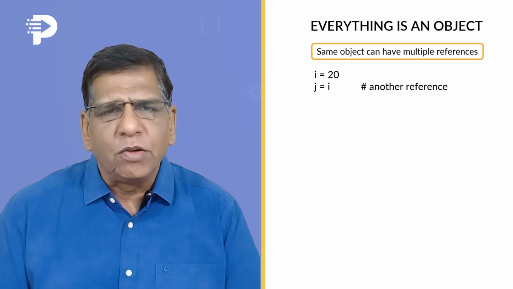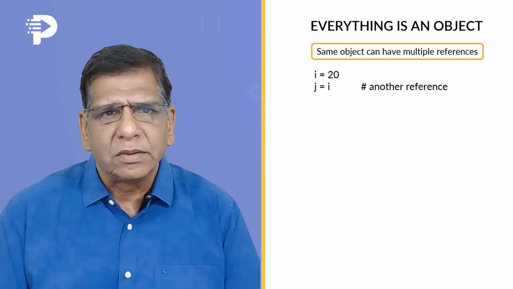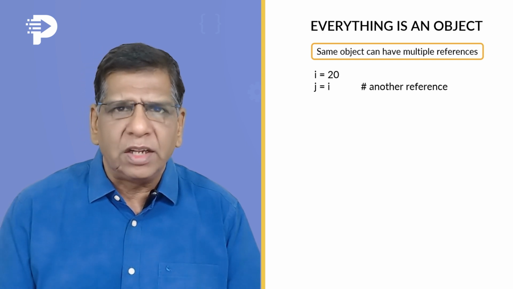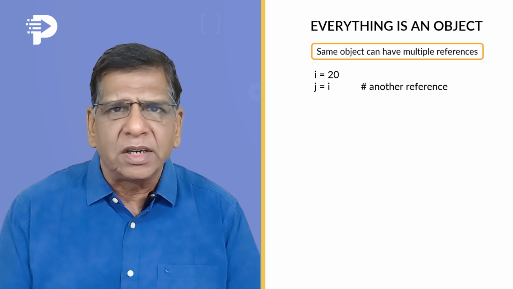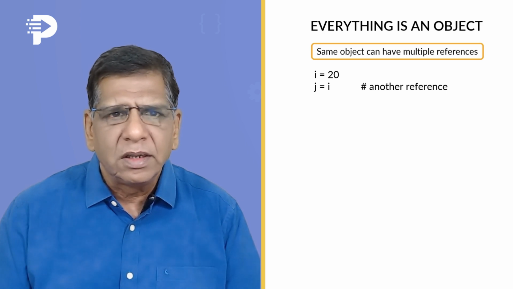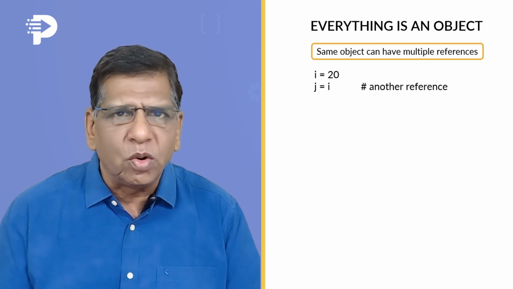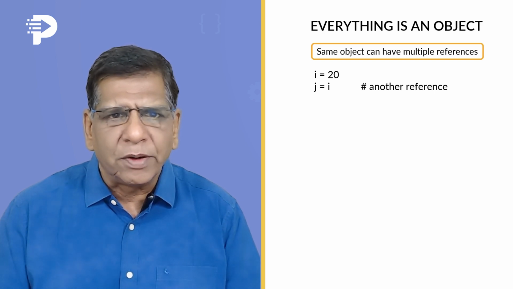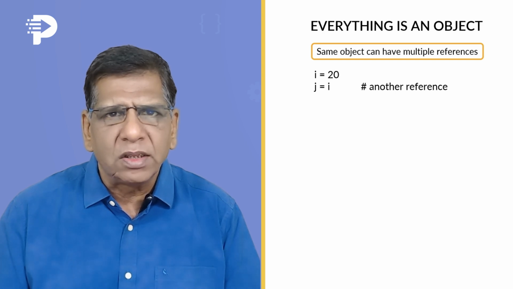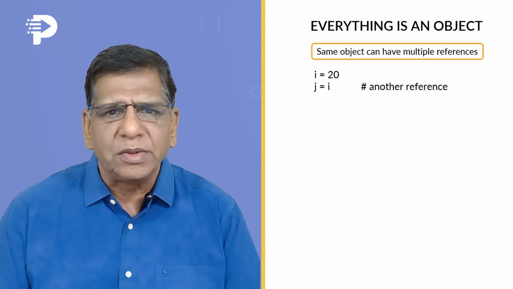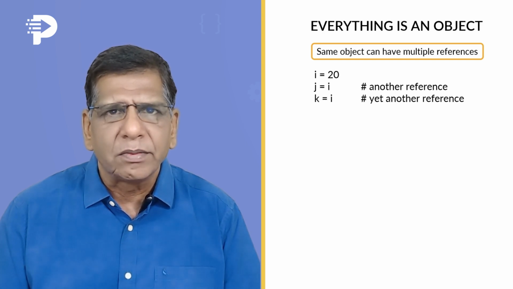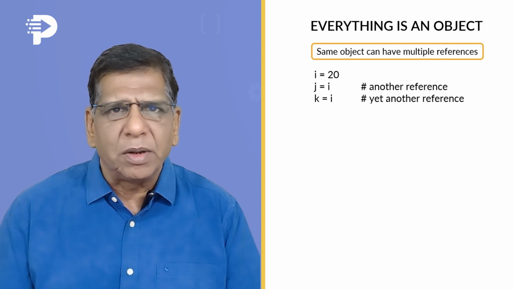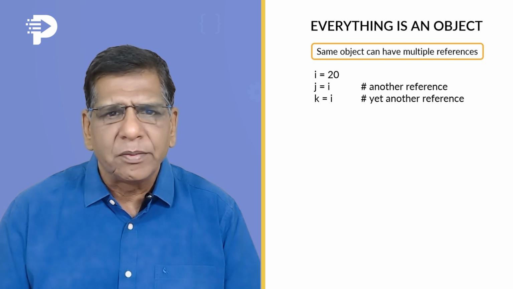If I say k equal to 30, now what happens? By doing k equal to 30, k now starts pointing to a new object which contains 30, whereas i and j continue to point to the old object which was having a value 20. So if I say print k, it is bound to print out 30, whereas i and j would remain stationed at the object which contains 20. Is this okay? So one object, multiple references is very much possible.